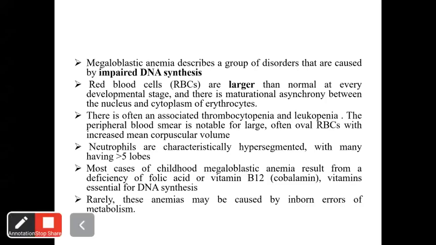The peripheral blood smear is notable for large oval RBCs with increased mean corpuscular volume. Neutrophils are characterized by hypersegmentation, with more than 5 lobes. Most cases of childhood megaloblastic anemia result from deficiency of folic acid or B12, cobalamin, which are essential for DNA synthesis. Rarely, this anemia can be caused by an inborn error of metabolism, like orotic aciduria. In orotic aciduria there is macrocytic or megaloblastic anemia also.